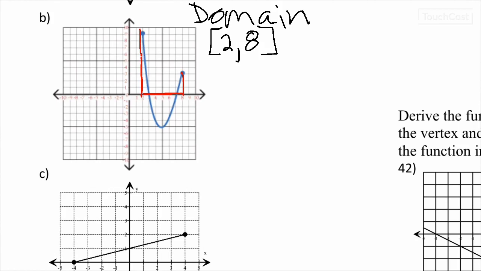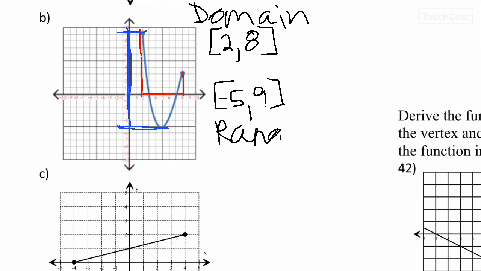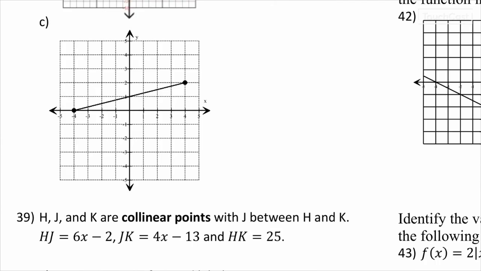We do the same thing for the range. And then here's the smallest y. Here's the largest y. And so the y values cover that part. So I start at -5. And then I'm going to go all the way up to the top to 9. And that's the range. Yeah, easy peasy lemon squeezy.